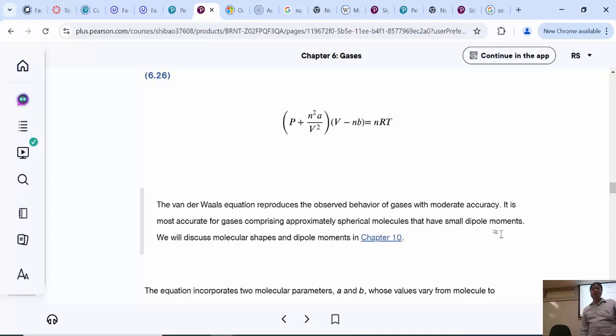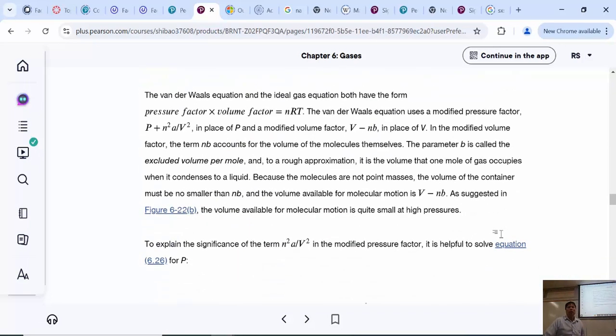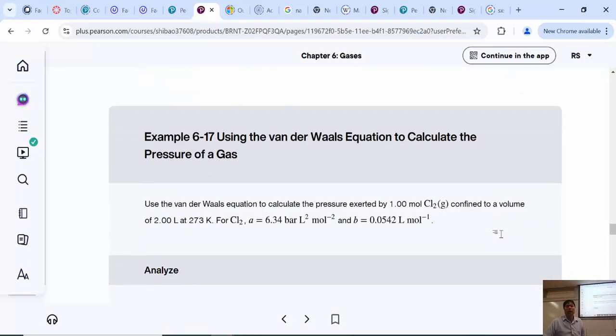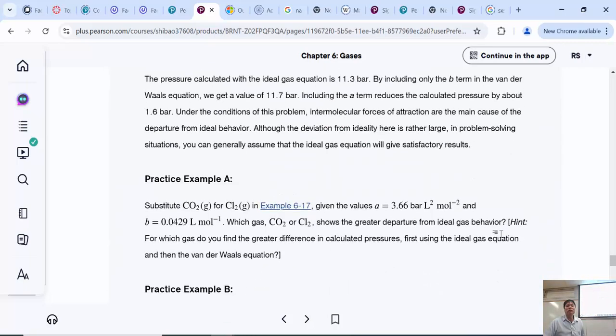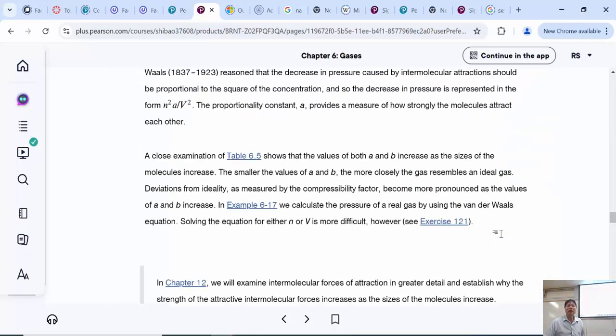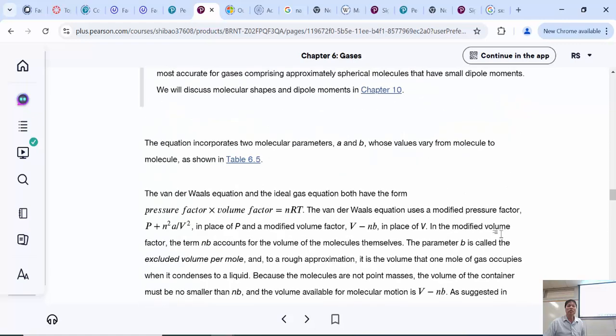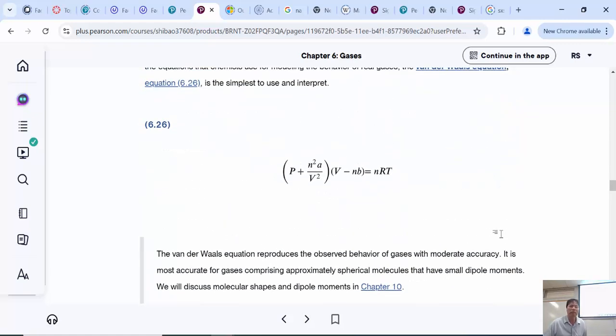And then A and B. A is for the intermolecular attractions. The bigger the A is, the stronger the intermolecular attractions and the bigger the deviation we have. And so A is for intermolecular attractions and B is for the volume of the particles. The bigger the particles are, the less actual empty space volume we have. And so we have to make corrections there.